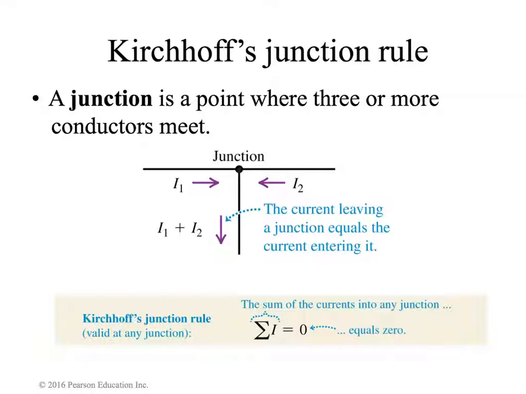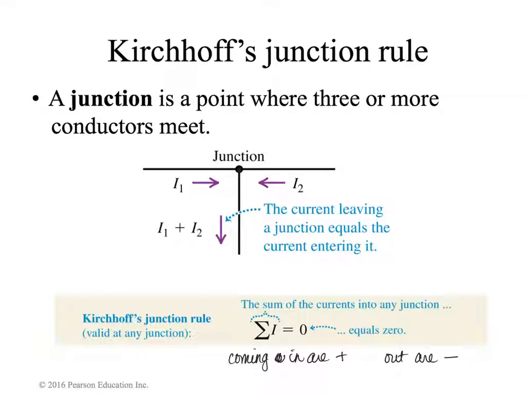We can imagine maybe some currents coming in from the left and from the right, and then the current flowing down. Whenever we see a junction point like that, we apply the junction rule, which says the sum of the currents into the junction is zero. The reason that works is the ones coming in are treated as positive, and the ones going out are negative.